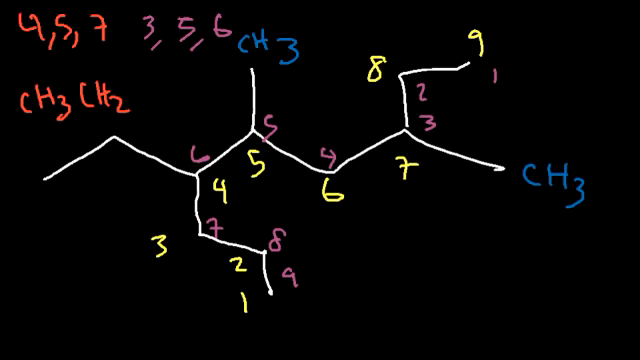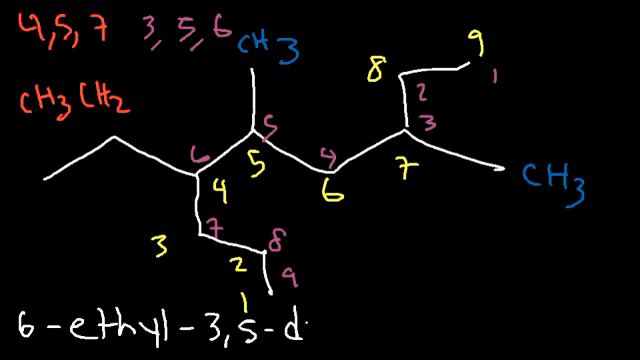So we got to start with ethyl because we need to alphabetize it. So 6-ethyl-3,5-dimethyl because we have 2 of them. And then there's 9 carbons in the longest chain, so nonane.